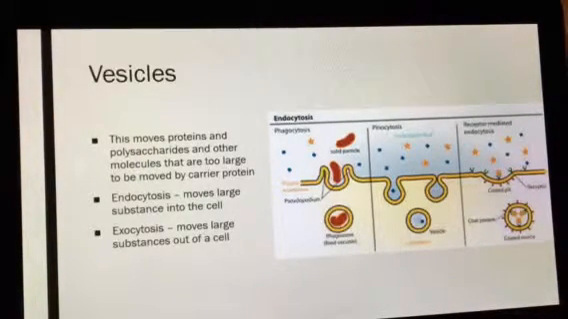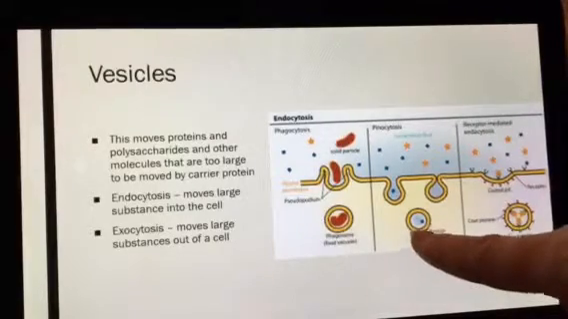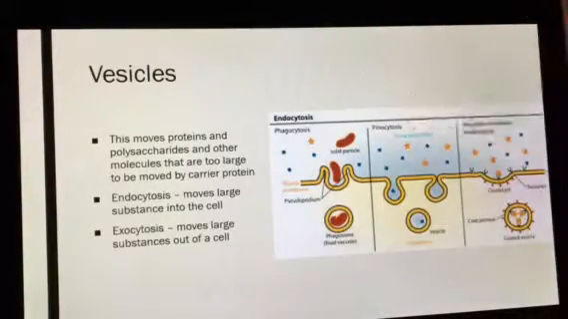And exocytosis is just the reverse. This little bubble here will come attached to the cell membrane and then will open up, spitting everything out of the cell. It's getting rid of the waste products for the cell.